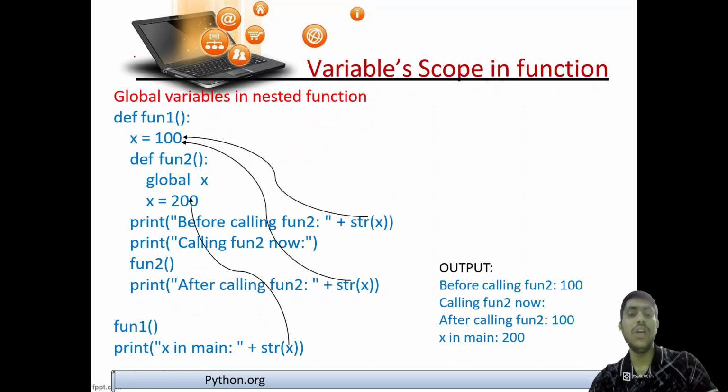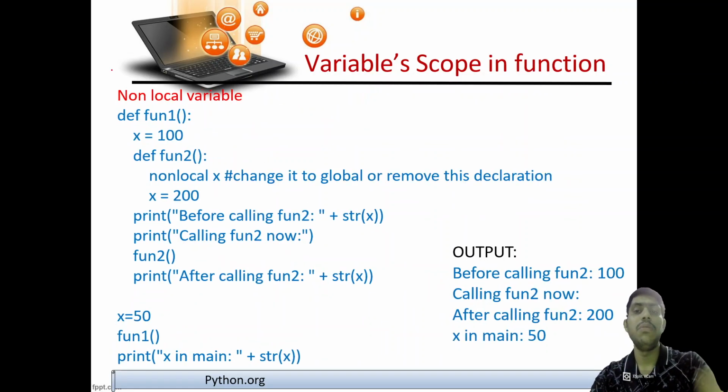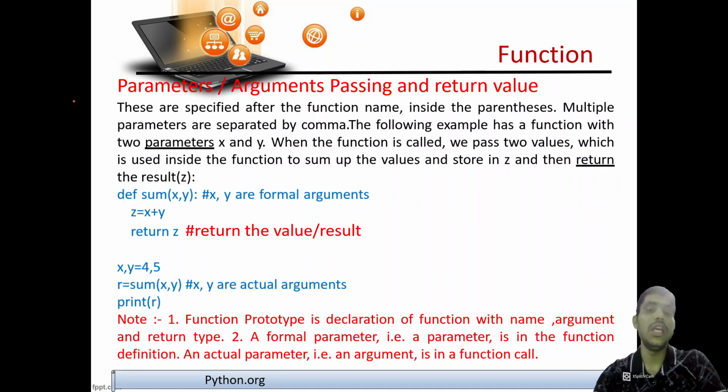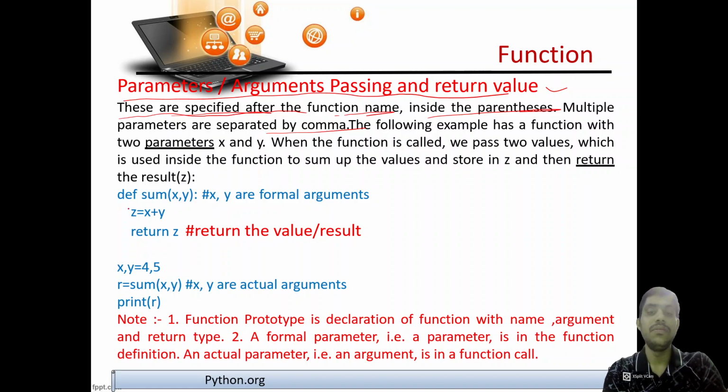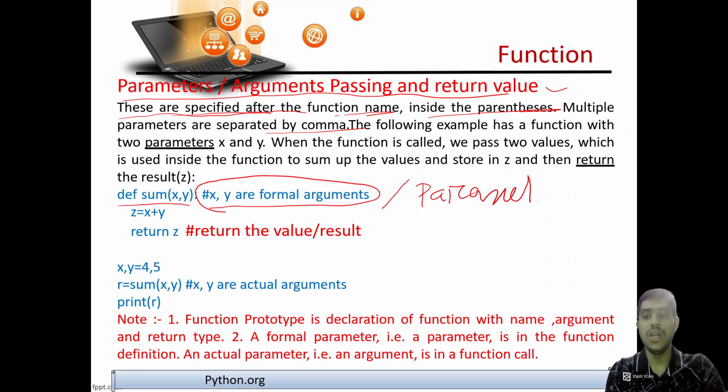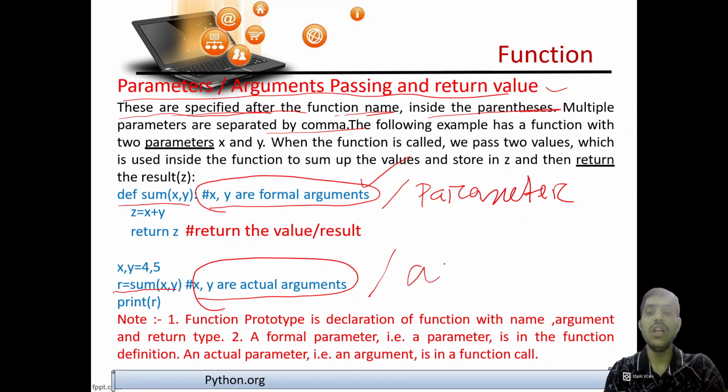Variable scope they have written here. Okay, different variable scope. Chalo, here they have written: parameters and argument passing and returning the value. You can see these are specified after the function name inside the parentheses. See here, sum of x comma y: x and y are called formal arguments or parameters. The alternate name of parameter is formal argument or formal parameter. Here you can see sum of x and y are called actual arguments or arguments.